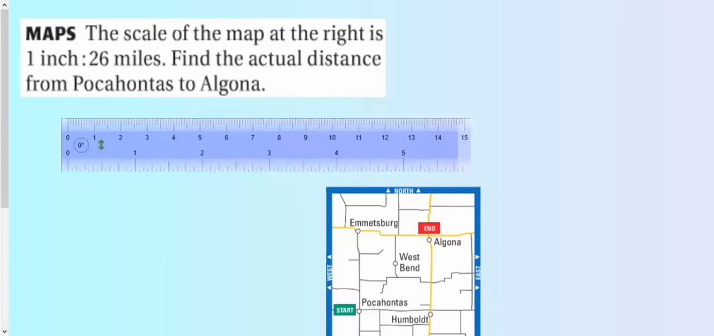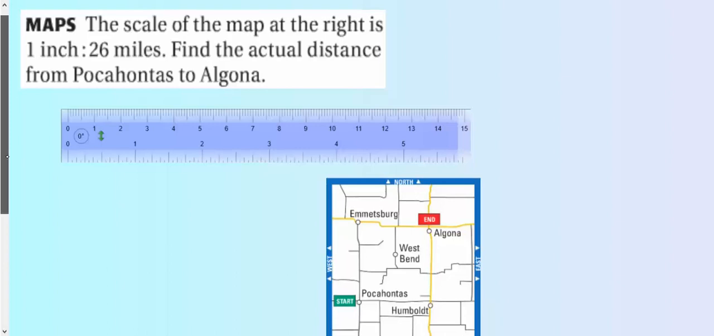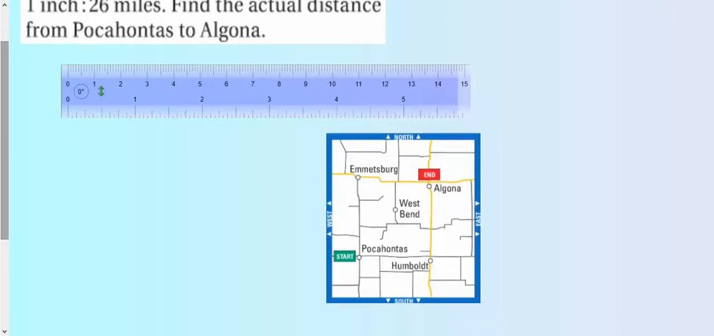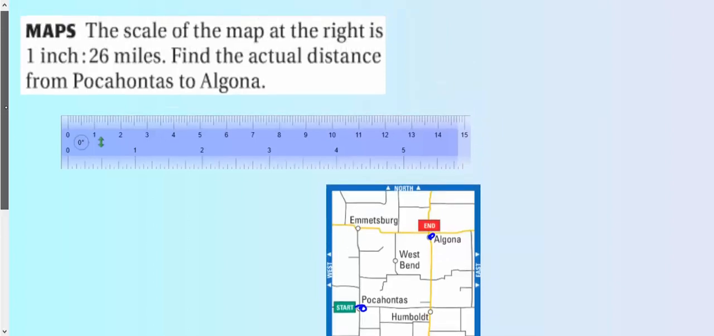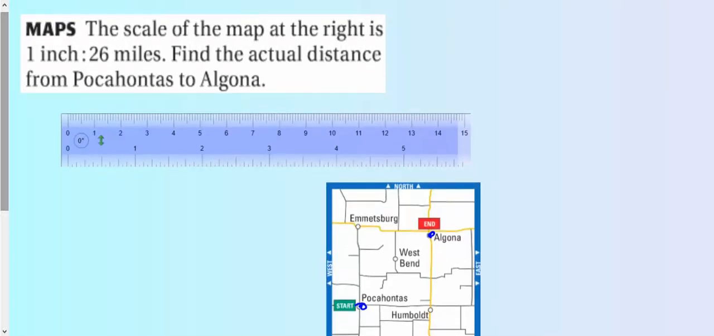The scale of the map at the right is 1 inch to 26 miles. So that means 1 inch is 26 miles. Find the actual distance from Pocahontas to Algona. So we want to figure out how far it is from here to here. Now, I guess it depends if we have to take roads or not, or if we're just going to go straight across, like if we have a helicopter or something.